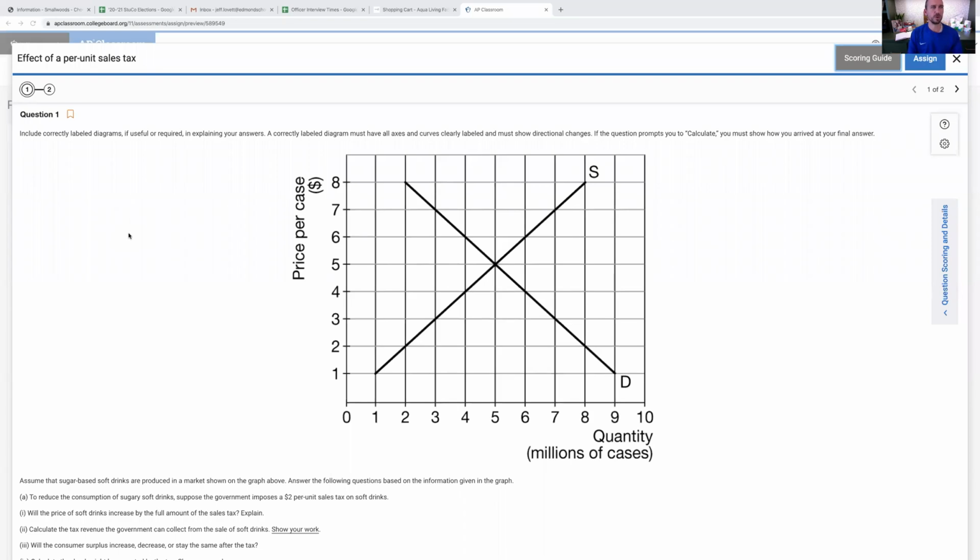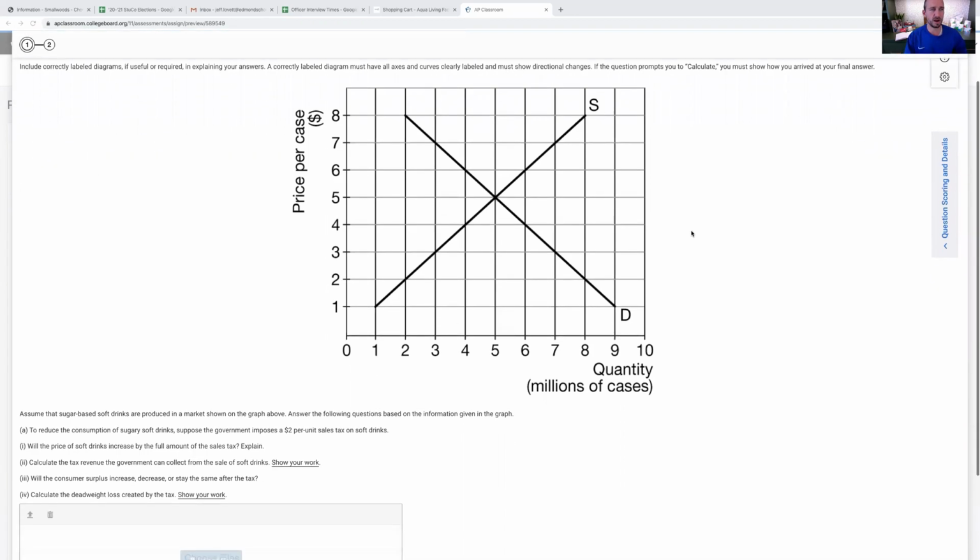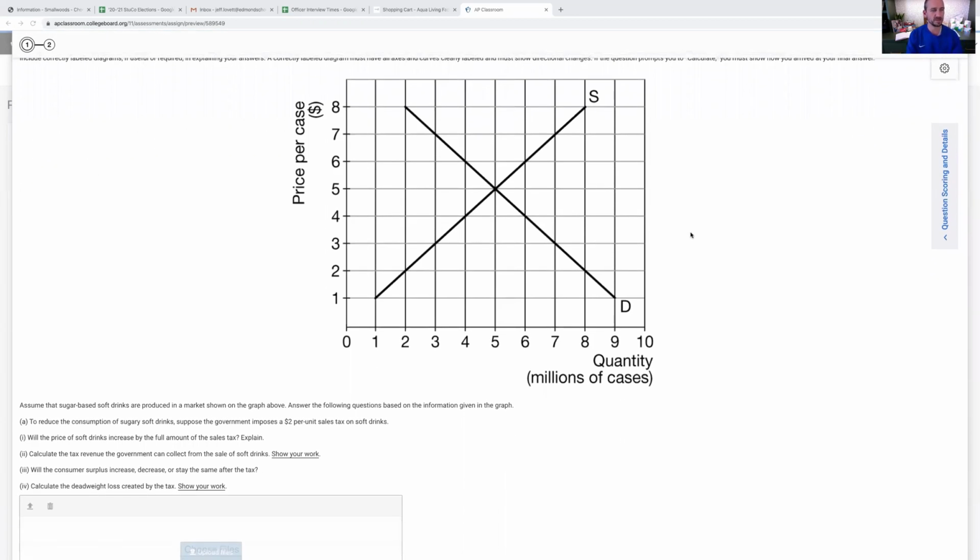All right, people. So we have 2 free response questions here. The first one, they give us a graph here, a supply and demand graph. It says, assume that sugar-based soft drinks are produced in a market shown on the graph above. Answer the following questions based on the information given in the graph.